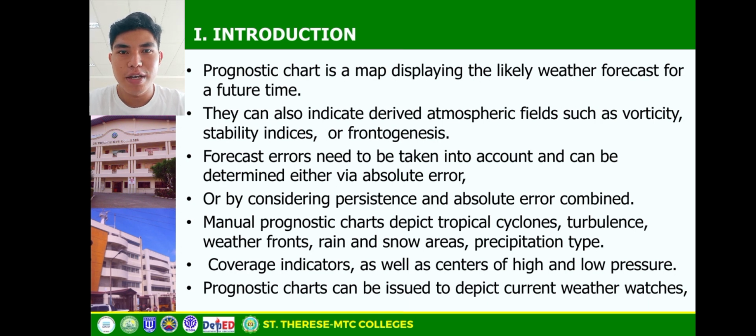Prognostic charts can be made of an isentropic surface or along a certain potential temperature surface determined in kelvins. In regards to meteorological advection, they show mean temperatures at the surface, mean sea level pressure, and precipitation, either for a single day or multiple days. For the purpose of severe weather, prognostic charts can be issued to depict current weather watches, convective outlooks for thunderstorms multiple days in the future, and weather outlooks.